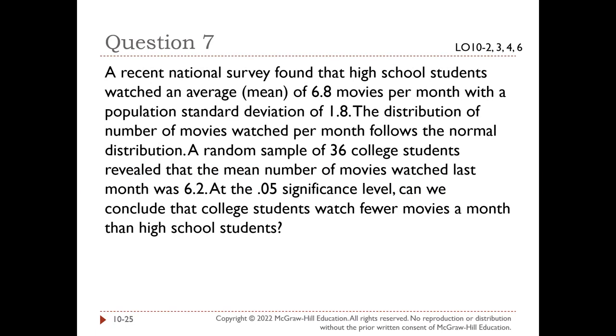So, a recent national survey found that high school students watch an average mean of 6.8 movies per month, with a population standard deviation of 1.8. The distribution of the number of movies watched per month follows the normal distribution. Okay, a random sample of 36 college students revealed that the mean number of movies watched last month was 6.2 at the 0.05 significant level. Can we conclude that college students watch fewer movies a month than high school students?